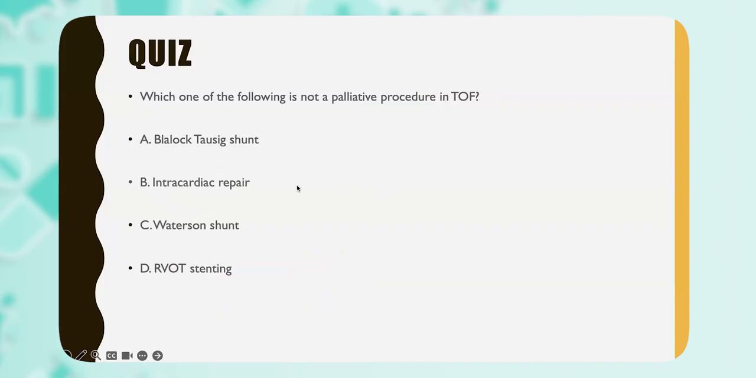Intracardiac repair is the definitive procedure in TOF. It is the treatment of choice, and this cures the patient. Like, this is the final surgery. So this is not a palliative procedure. All these three are palliative procedures, and you have to know what connections are made in the Waterston shunt, Blalock-Taussig shunt, modified Blalock-Taussig, Potts shunt. We'll come to that later. RVOT stenting is done in very small, narrow RV outlets.